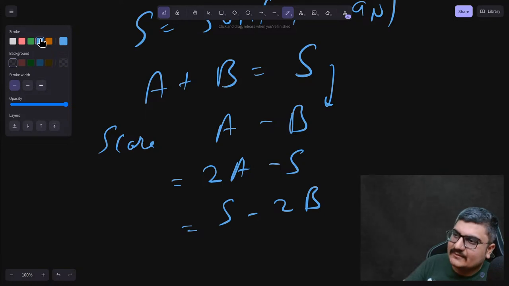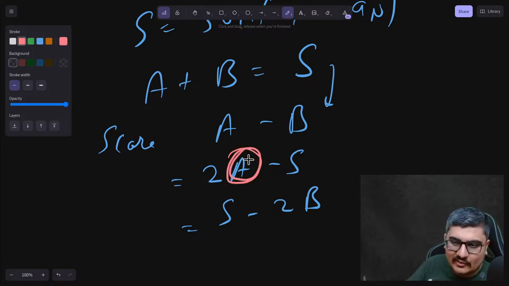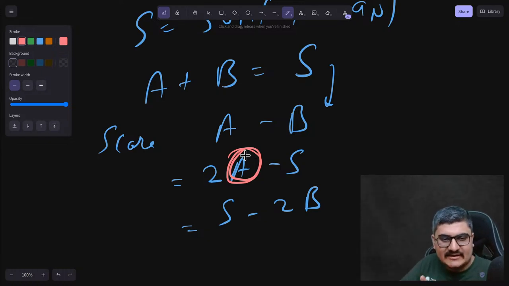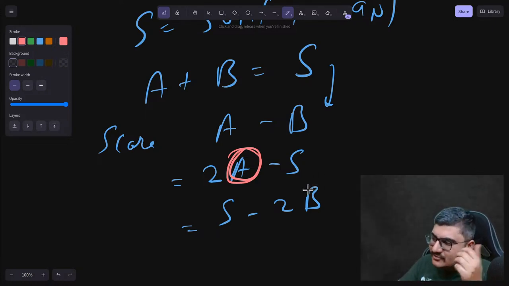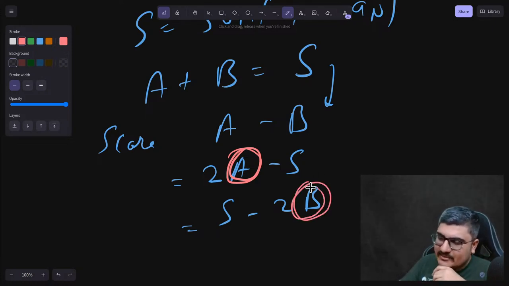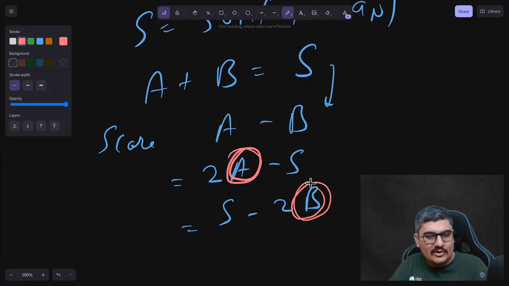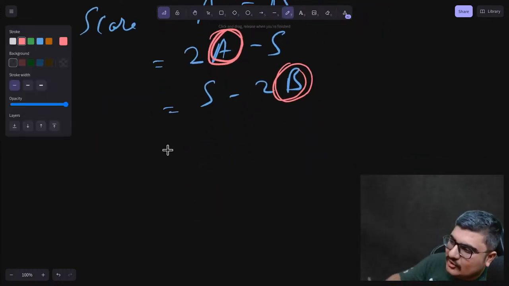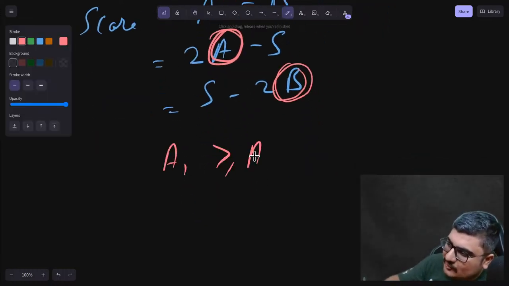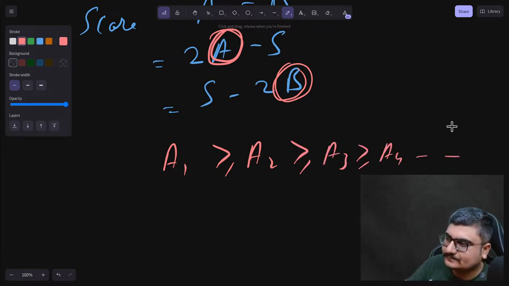Now, Alice's goal should be to get the maximum possible sum of coins she can get, because whatever maximum she gets, Bob will get the remaining. Similarly, Bob wants to minimize the score, so Bob's goal should be to get the maximum possible sum of coins he can get, irrespective of what Alice is doing. Once you notice this, let's say the sorted order of coins is A1 greater than or equal to A2, greater than or equal to A3, greater than or equal to A4, and so on.